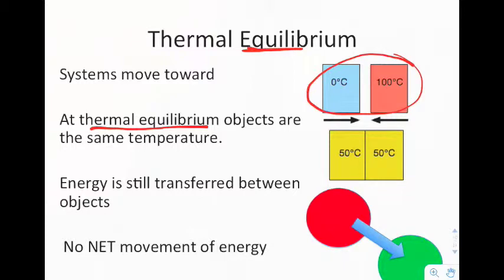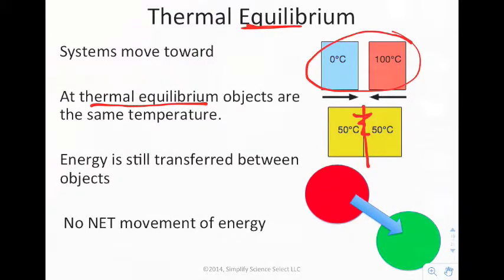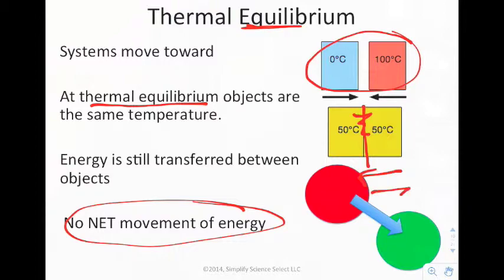Now, just because you've reached thermal equilibrium does not mean there's a stop of the transfer of heat. Instead, heat is still transferred, it is just transferred much more slowly. Equilibrium means that although energy is transferred, there is no net movement of energy. As a result, however much energy is transferred this way, you have the same amount transferred in the opposite direction.